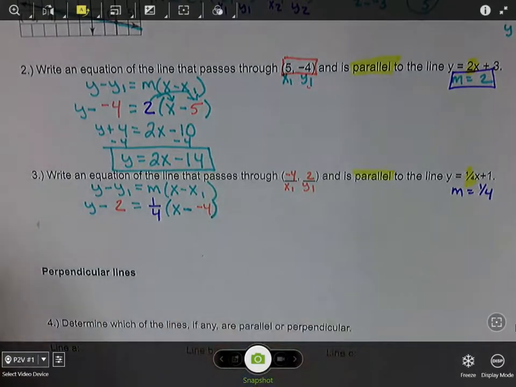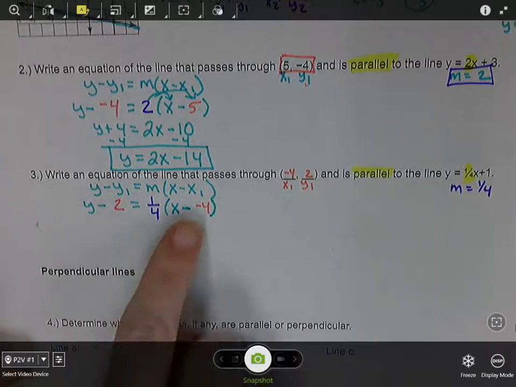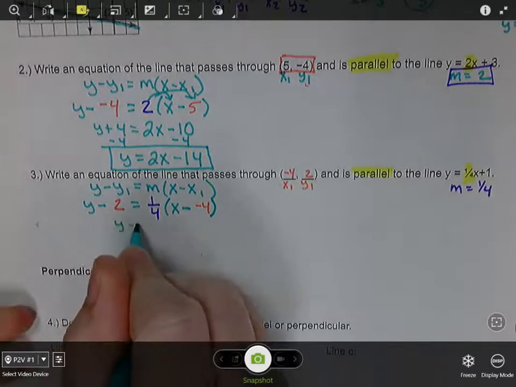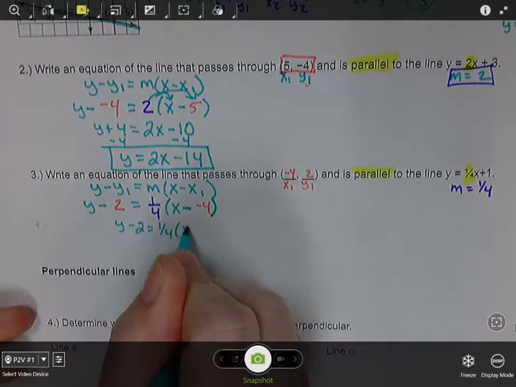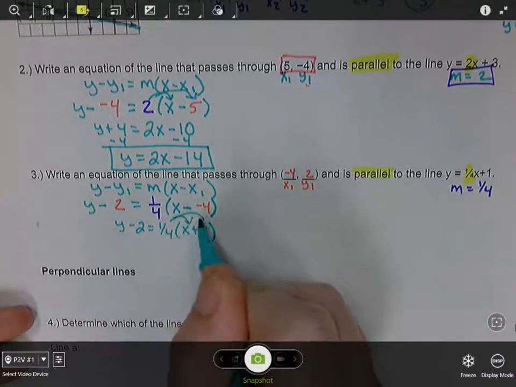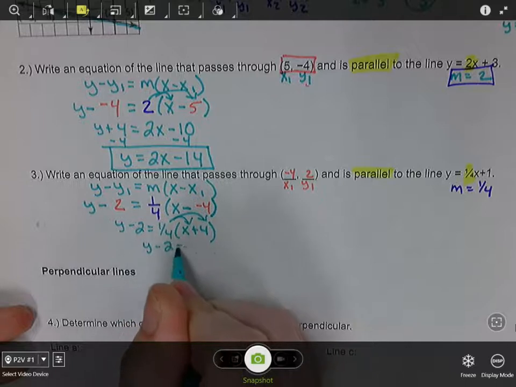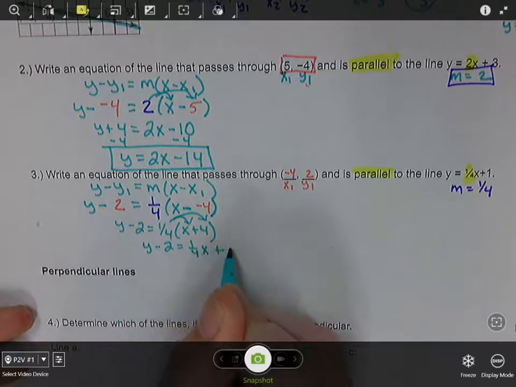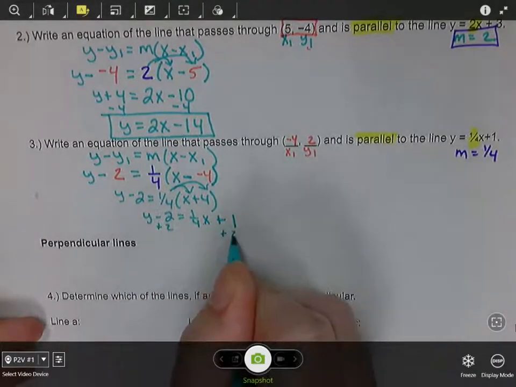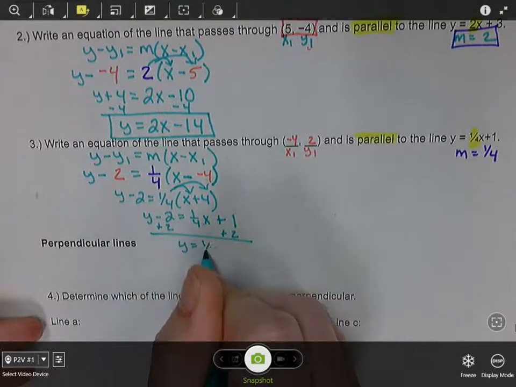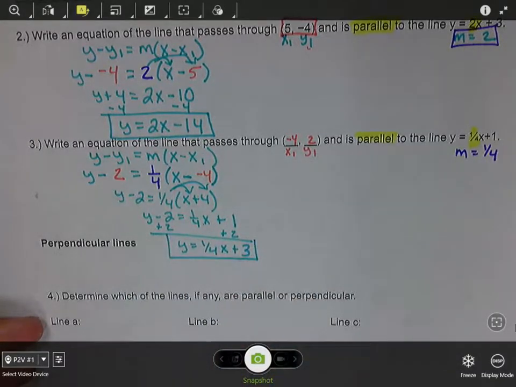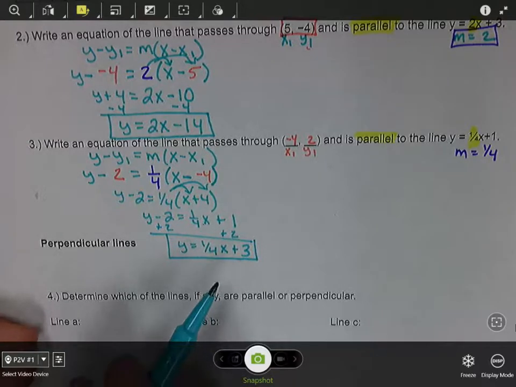Okay. All right, and now we solve. So first thing I notice is that here is a double negative, so that would change to plus. So I would have y minus 2 equals 1/4 times x plus 4. All right, and then we distribute the 1/4. So y minus 2 equals 1/4 x plus 1. 1/4 times 4 is 1. And the last thing I do is add 2. Y equals 1/4 x plus 3. And that's how you write an equation of a parallel line.